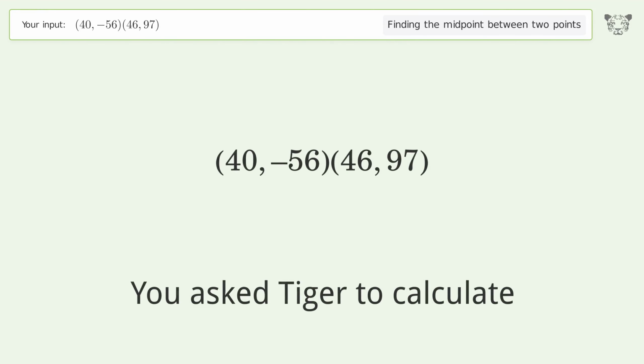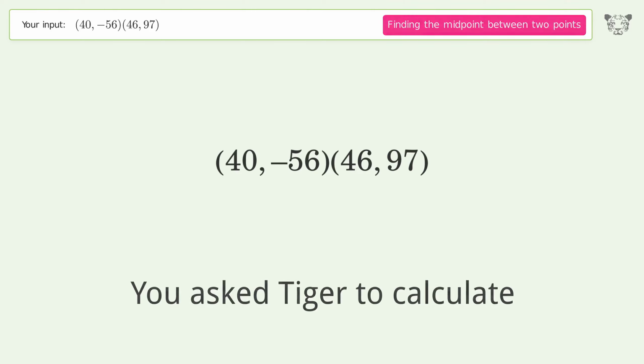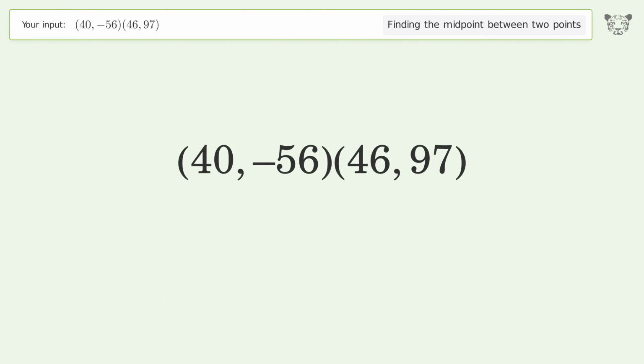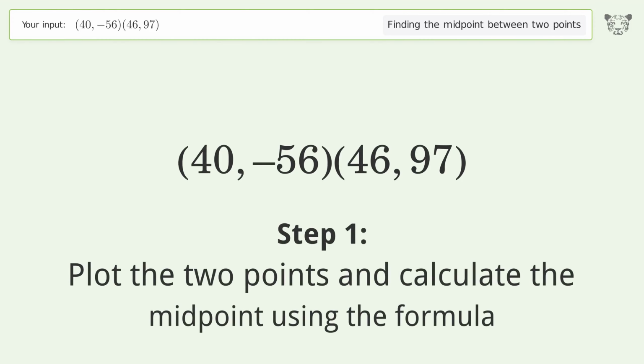You ask Tiger to calculate. This deals with finding the midpoint between 2 points. The midpoint between the 2 points is 43, 20.5. Let's solve it step by step. Plot the 2 points and calculate the midpoint using the formula.